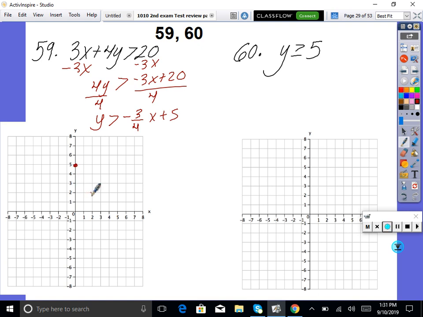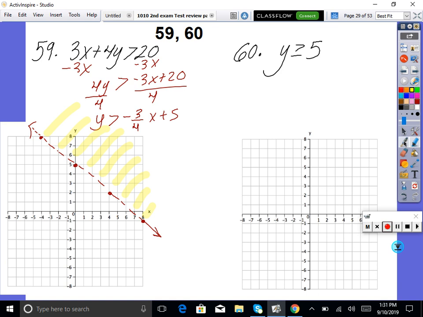So my y-intercept is at 5, and then down 3 over 4, down 3 over 4, and up 3 over 4. Solid or dotted? This one is dotted. And then it reads y values greater than the line, so my shading would be above the line on this one.